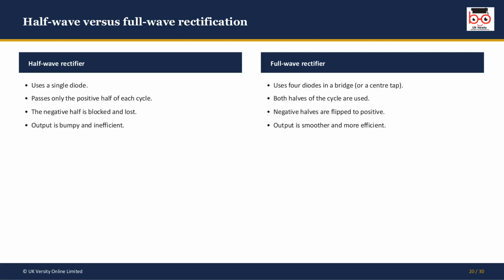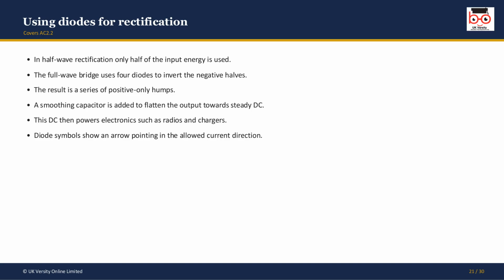A full-wave rectifier uses 4 diodes in a bridge or a center-tapped arrangement, so that both halves of the cycle are used, with the negative halves flipped up to positive. The result is a smoother and far more efficient output. Let's look a bit closer at how the diodes do it.